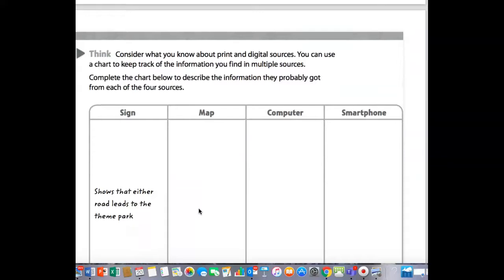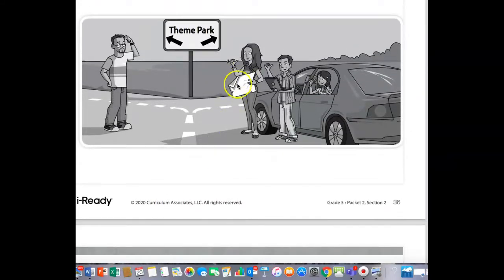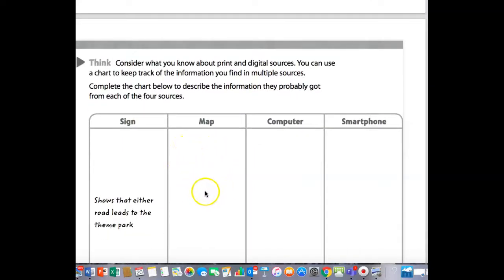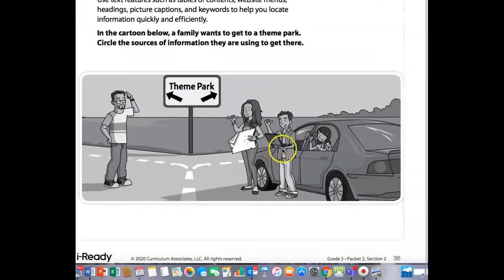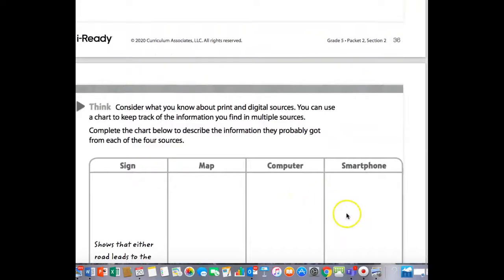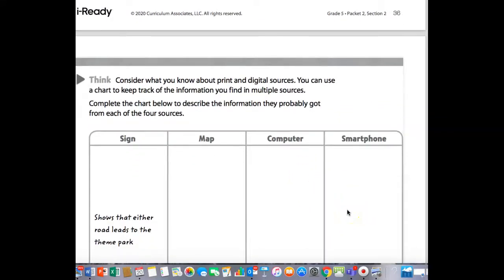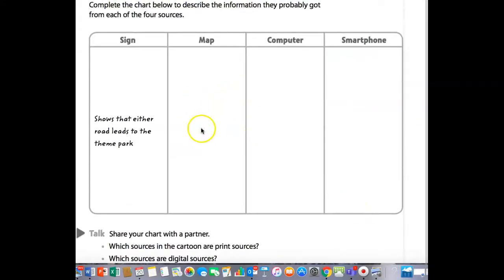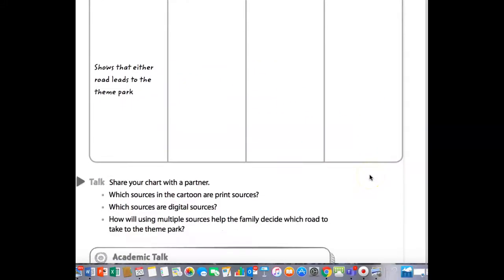Now, what do you think they could get from the map? Okay, so I would think from the map they could get the location of where the theme park is. What do you think that they could get from the computer? Well, again, they could find the location. And then the smartphone, she could even put in maps, you know, the directions to it, that would give step-by-step directions. So you go ahead and write in what you think that they can get from the map, the computer, and the smartphone, based on what we just talked about.